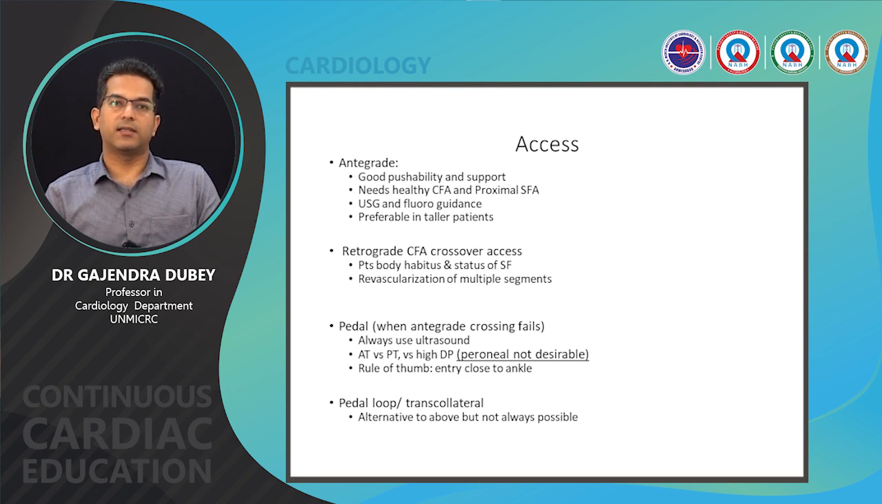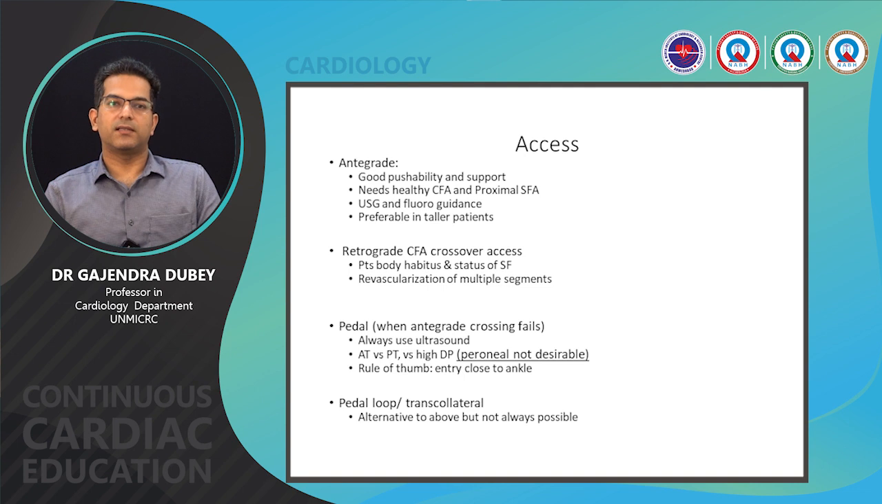Antegrade access is much more preferable in taller patients, because in tall patients the crossover access may be associated with inadequate length of our balloons and other hardware, and the pushability is not that great with crossover access, while it is very good with antegrade access. Retrograde CFA crossover access can be used in smaller patients, and it depends on the body habitus of the patient and the status of the SFA and common femoral arteries. It gives us the advantage of being able to revascularize multiple segments from CIA, external iliac, femoral, SFA and below-knee vessels also, but it compromises the pushability and support that is obtained with antegrade access.